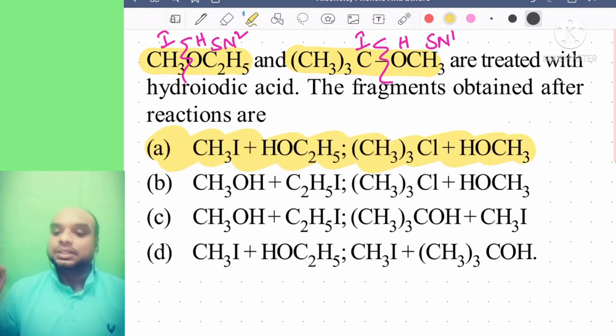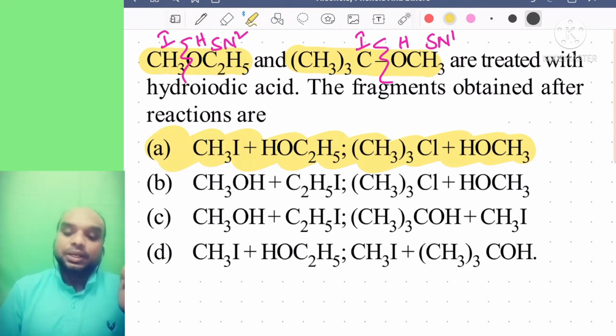Right answer is this. Okay, so if the ether, when it undergoes decomposition, is able to provide a stable carbocation, it follows the SN1 mechanism. If it is not able to provide a stable carbocation, it follows the SN2 mechanism. That way the ether will undergo decomposition.